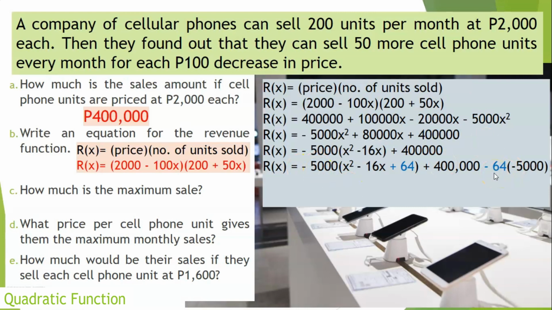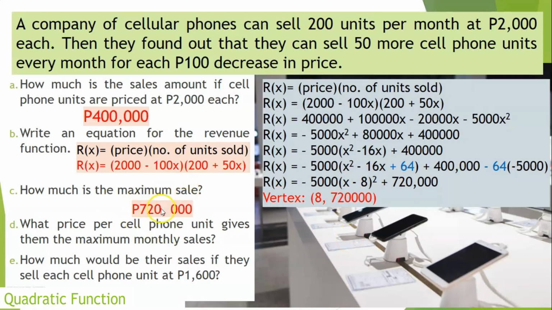So negative 64 times negative 5,000, that would be positive 320,000, plus 400,000. So that would be 720,000. So at this point, the vertex would be 8 and 720,000. So how much is the maximum sale? That would be 720,000 pesos.